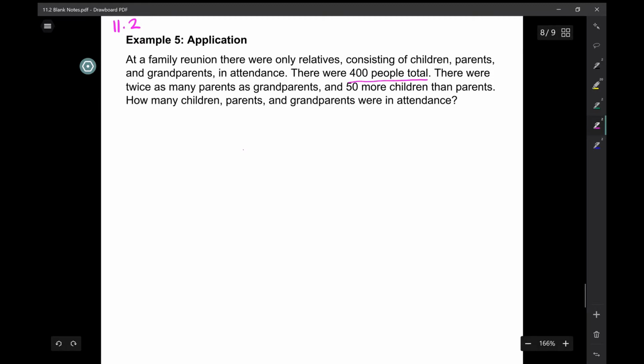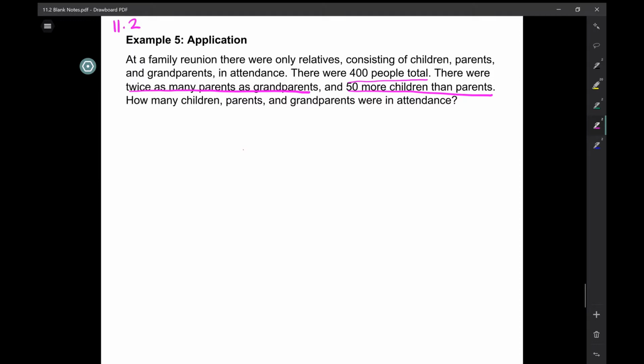There were twice as many parents as grandparents, and 50 more children than parents. How many children, parents, and grandparents were in attendance?